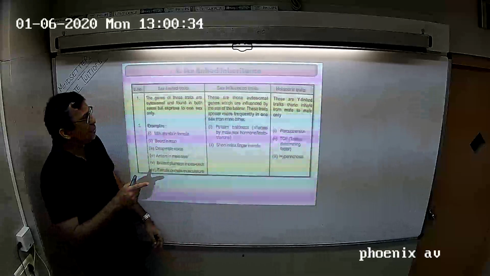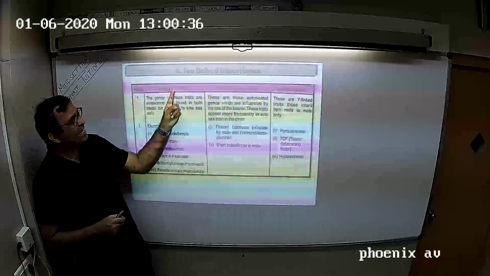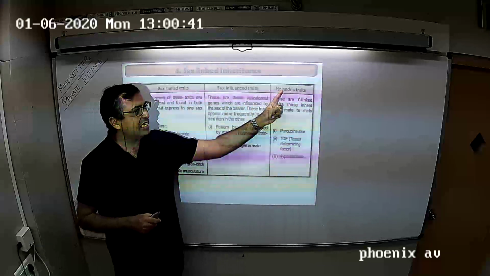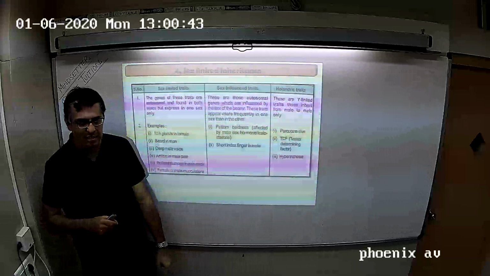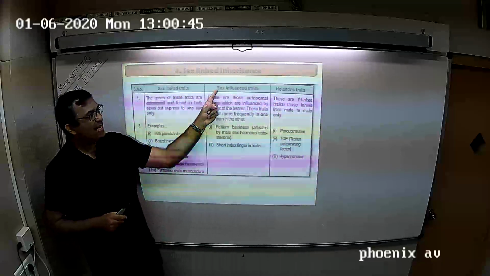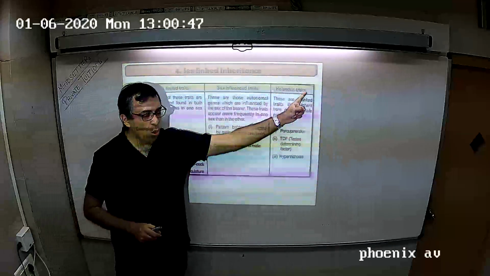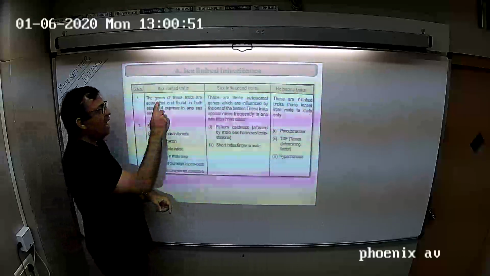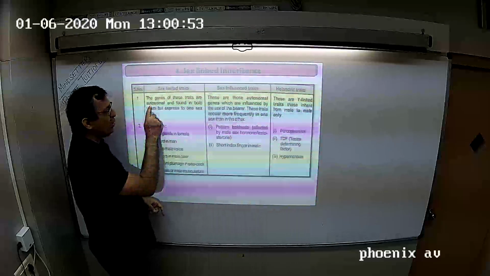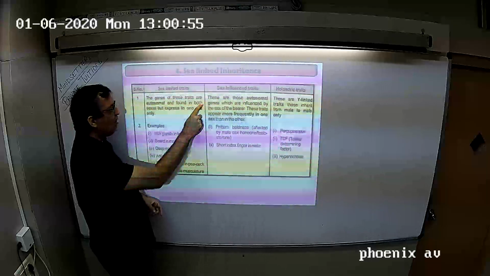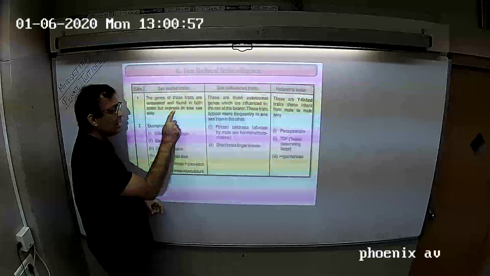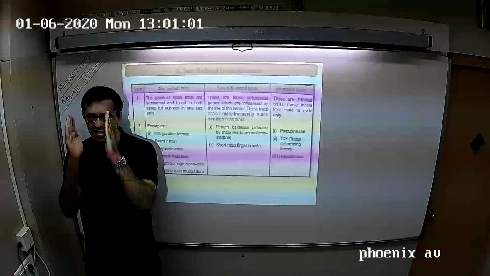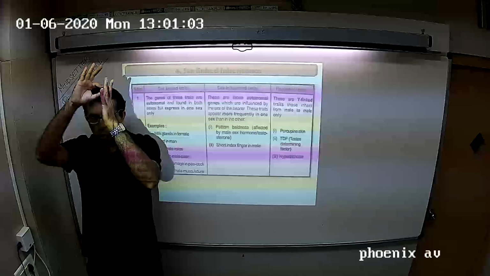Okay, so what are these? You have sex-limited traits, sex-influenced traits, and holandric traits. Sex-limited, sex-influenced, and holandric traits. Sex-limited traits are genes of traits which are autosomal and are found in both sexes but expressed in one sex only. So sex-limited traits are found on autosomes.